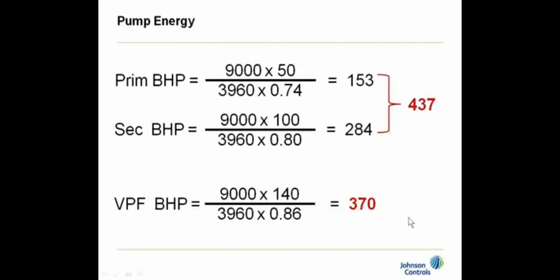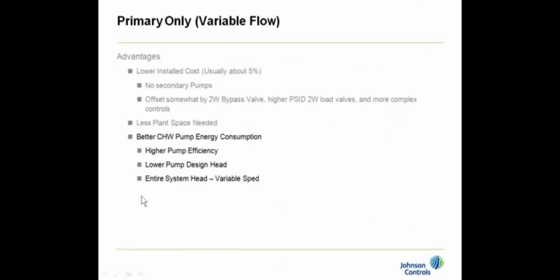So it's not just that you're at variable speed, which is my last one. It's not just that you're at variable speed, but it's also your pump efficiency is better, the design head is usually lower, and now, of course, my entire system head is variable speed. And another added attraction to variable primary flow is that although it's susceptible to low delta T problems, just like primary secondary, there's less negative impact due to low delta T.